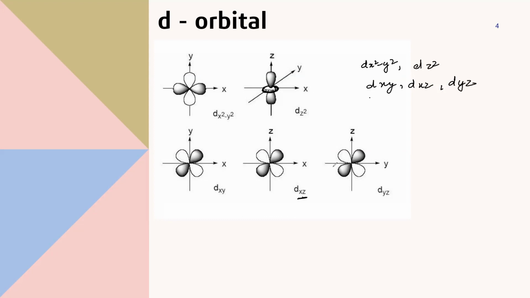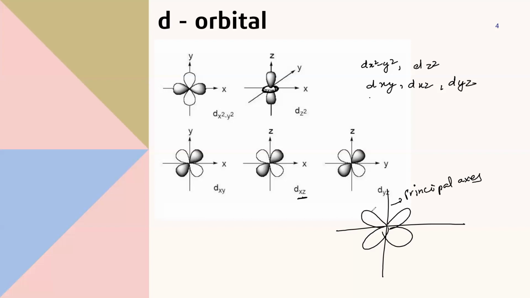Okay. So 3 orbitals, xy, xz, and yz are similar. They lie between the principal axis. Like this is my main principal axis. These orbitals will lie in between the principal axis like this. Okay. For example, dxy. The 4 lobes of dxy will lie in the xy plane.